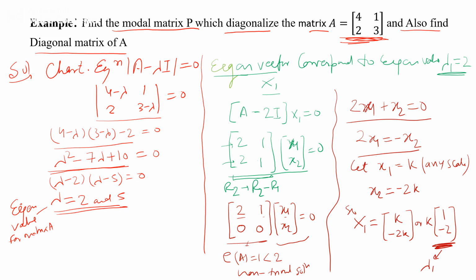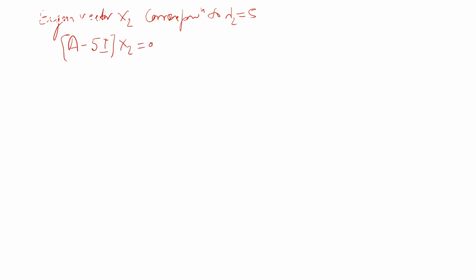And similarly, we find the eigenvector, say x2, corresponding to lambda 2, that is 5. So we write the matrix (A minus 5I) x2 is equal to 0. Here we get the matrix with entries minus 1, 1, 2, minus 2, and the vector y1, y2.